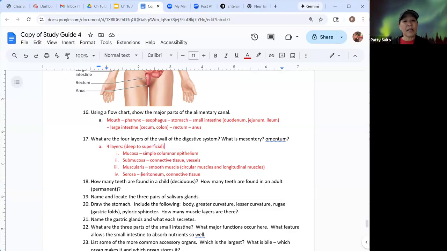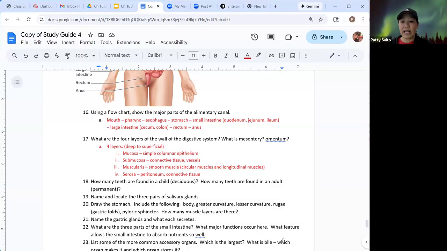Muscularis is next, which is smooth muscle, okay? And there's several layers, circular muscle, longitudinal muscles. And then serosa is the peritoneum, okay? And connective tissue, epithelial tissue, but it's this layer of serous membrane that sits on top.